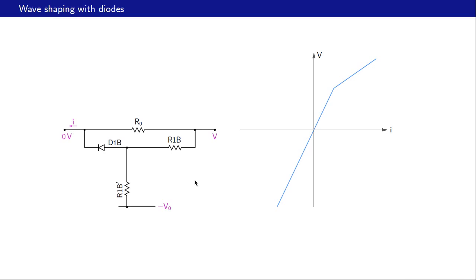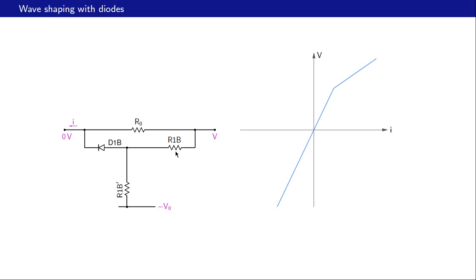All right. So what have we got so far? We have this V versus I relationship, and we have seen that this breakpoint is provided by this diode. When the diode starts conducting, we have the breakpoint. And this slope here is R0 parallel with R1B here.